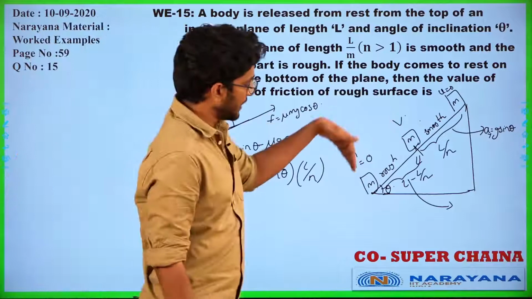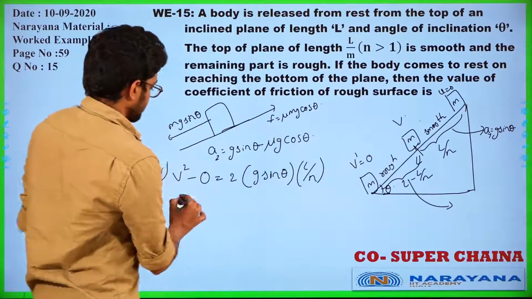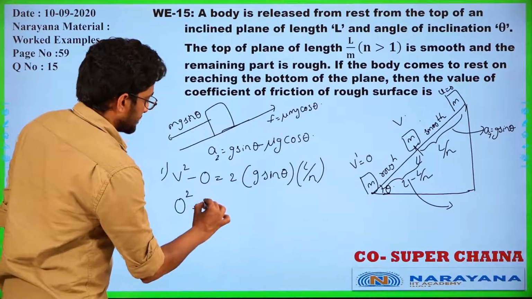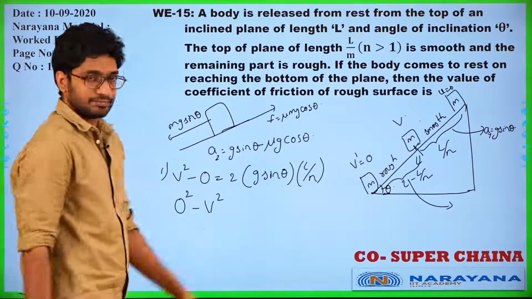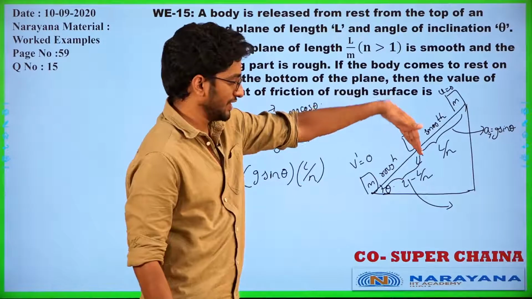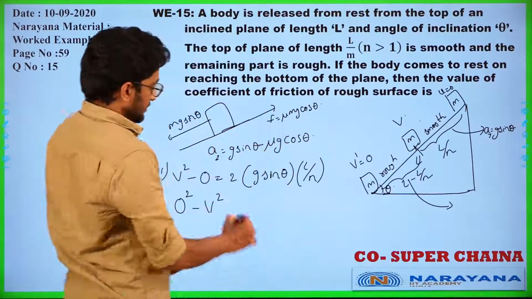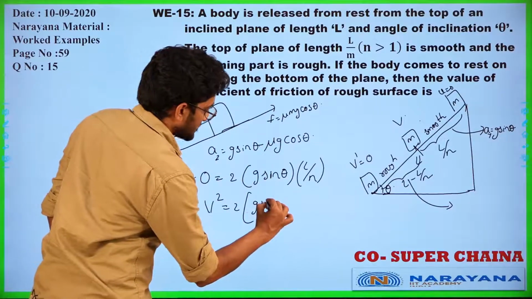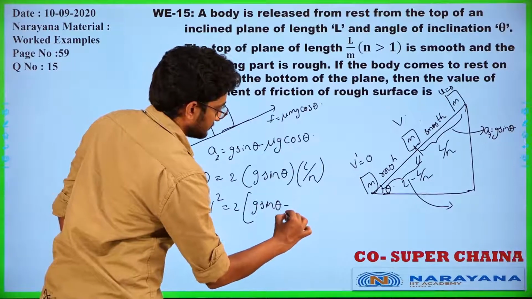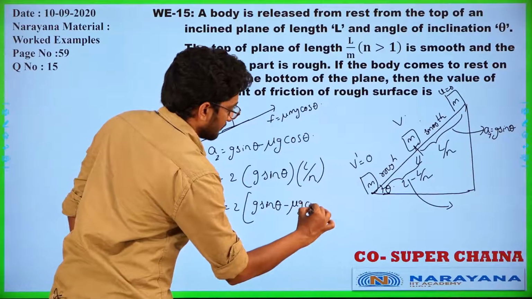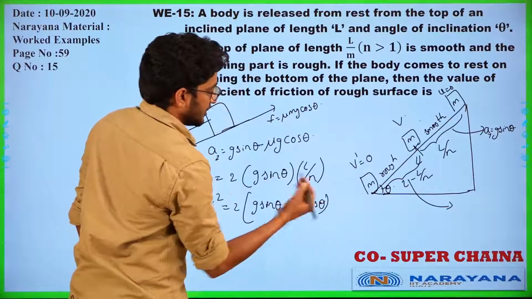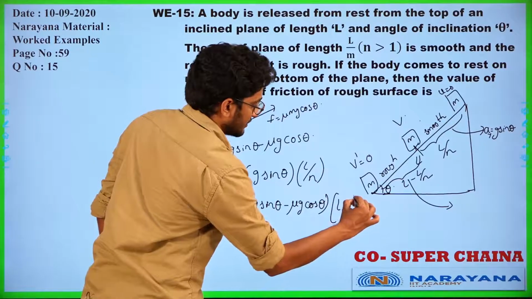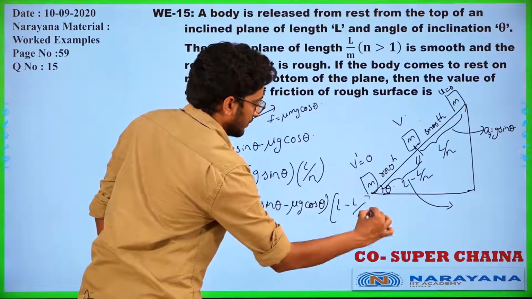Next, for the second part, the final velocity is 0 and the initial velocity is v. So final velocity square minus initial velocity square for this part is 2 into the acceleration, given as g sin theta minus mu g cos theta, into the remaining distance L minus L by n, or you can say L into (1 minus 1 by n).